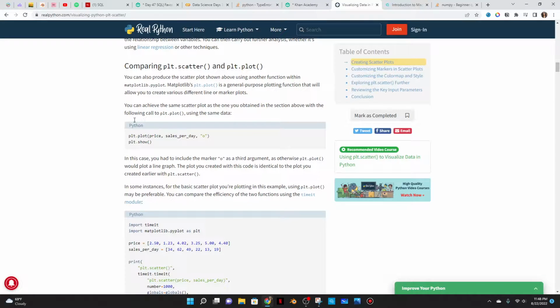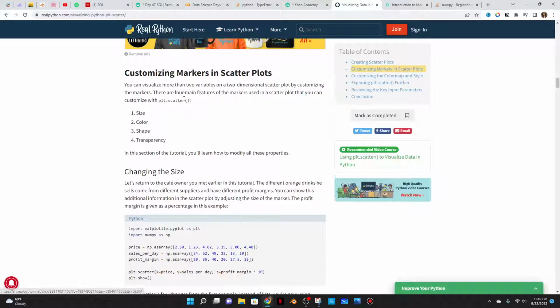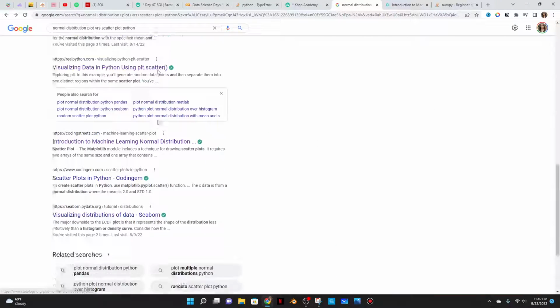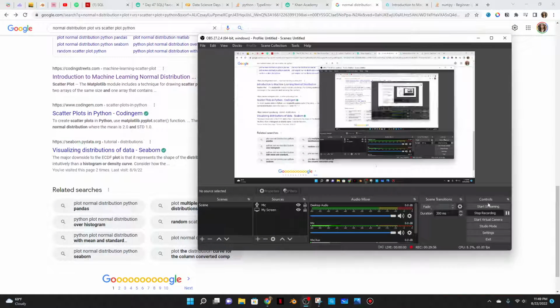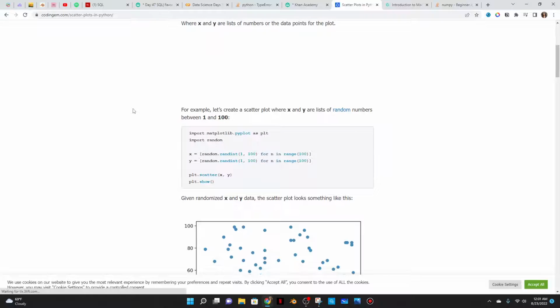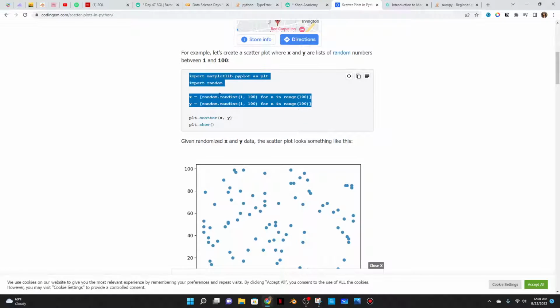Comparing plt.scatter. That will allow you to create various different line or marker plots. Blah blah blah. No, I don't want to customize. I want the science behind it. Alright, so let me continue just browsing the internet until I find something. So this is a scatter plot. Oh, this is exactly the same thing.